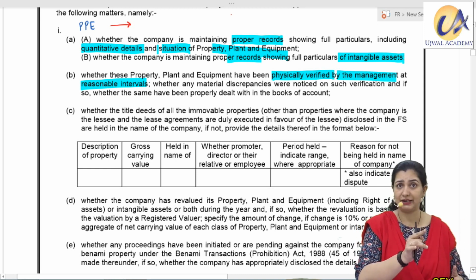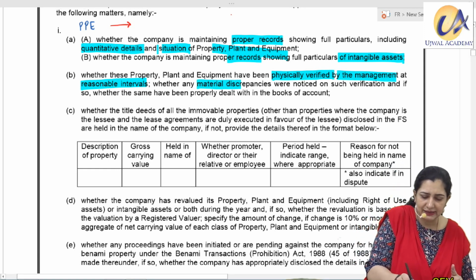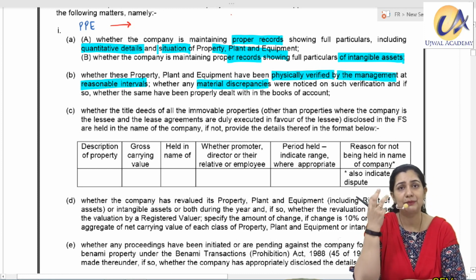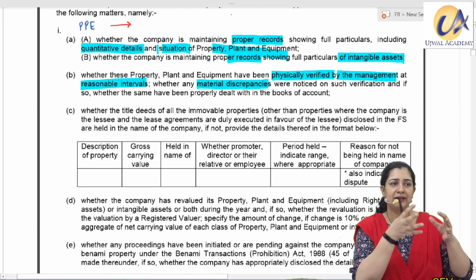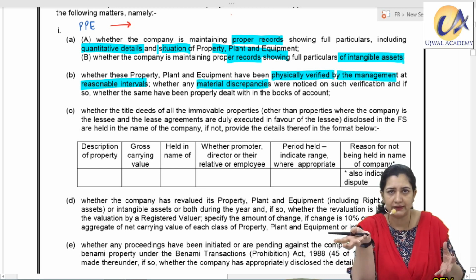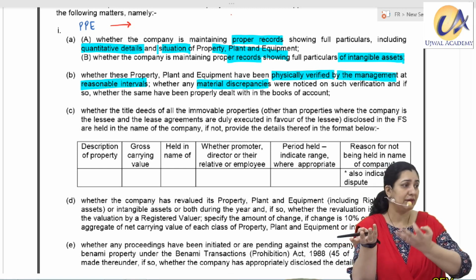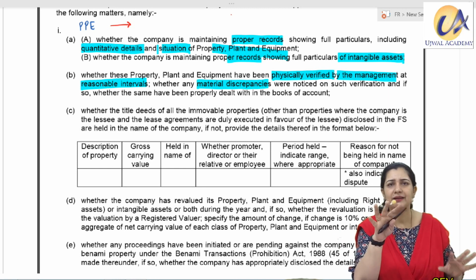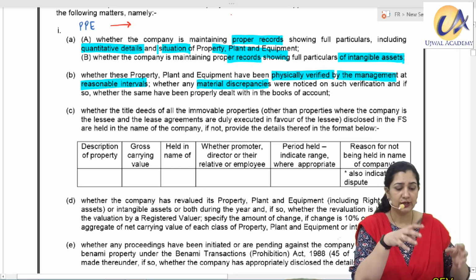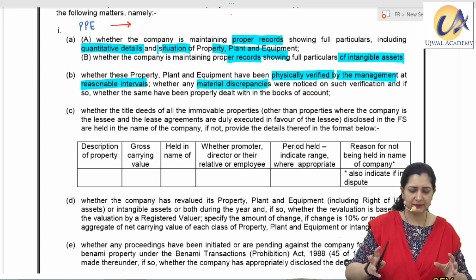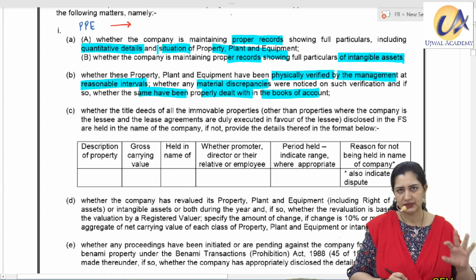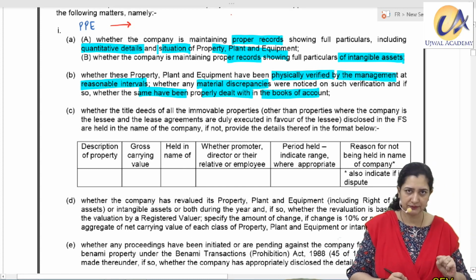And on physical verification, did you have any discrepancies? Discrepancies means material differences. Any problems came, like sometimes the register is showing the PP but we are not physically able to locate it, or physically we are seeing some PP but we don't have it mentioned in the records, anything like that. In this situation we need to report. So whether the PP is physically verified and discrepancies have been properly dealt with in the books. So physical verification is my second point.